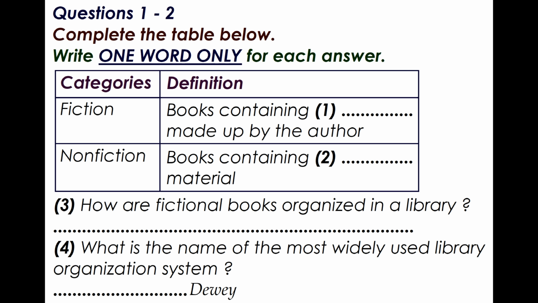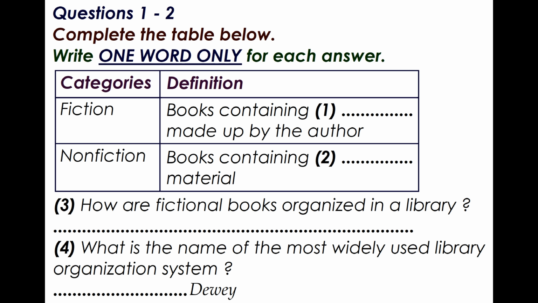All libraries are organised in much the same way. Every library houses a collection of books. Many libraries also have periodicals, films and records. All the books in a library can be classified under 2 main categories, fiction and non-fiction. Books of fiction contain stories that were made up by the author. Books of non-fiction contain factual material. When doing research, you use non-fiction books because you are looking for factual information.